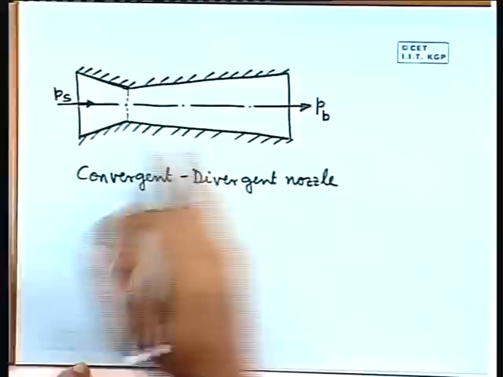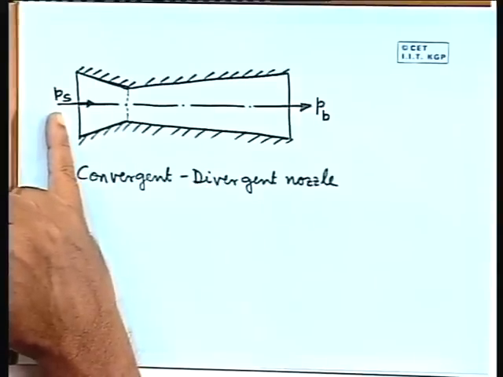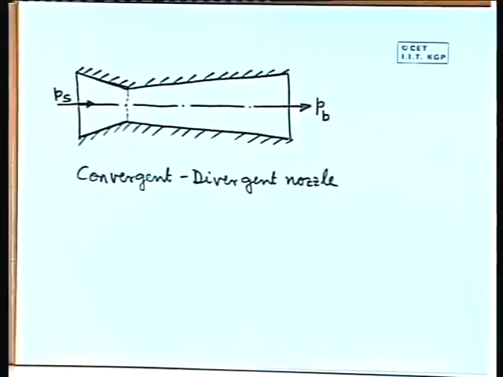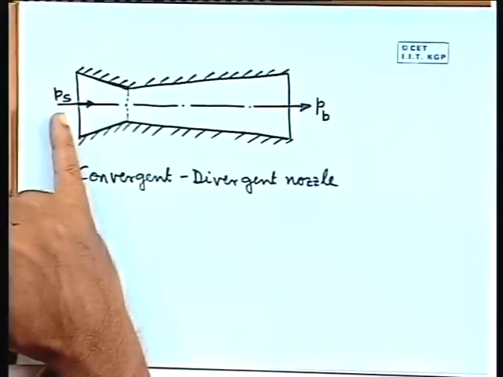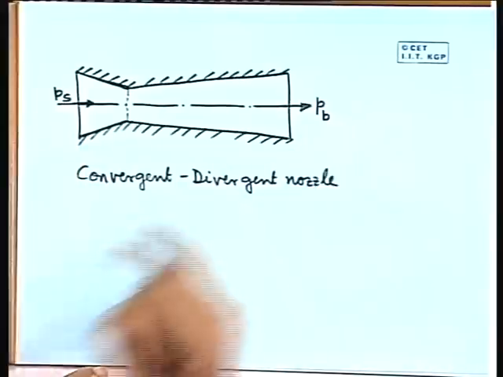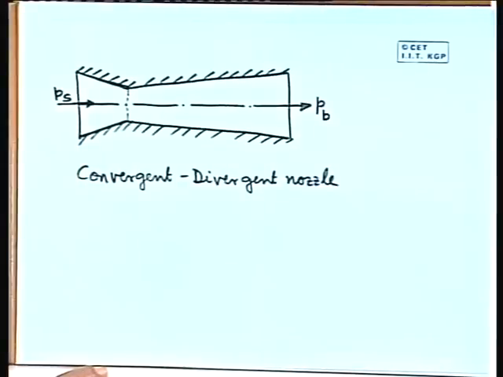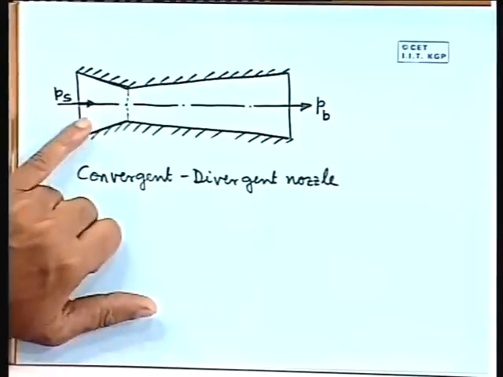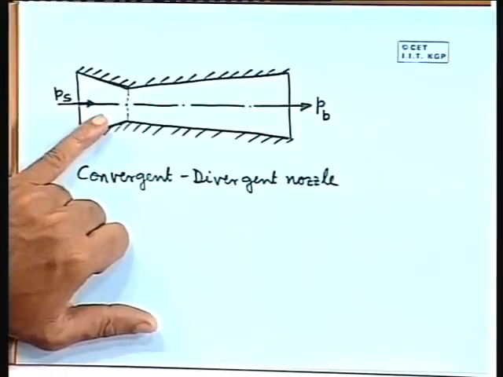That means, the pressure at the inlet of the nozzle, which is denoted as P s, this is the stagnation pressure. You are keeping this pressure constant and you are changing the back pressure, you are gradually reducing the back pressure. So, the phenomenon just like before will take place. That means, you will have higher and higher flow rate through the nozzle and the velocity will also increase. Where the velocity will increase? The velocity will increase in the convergent portion.